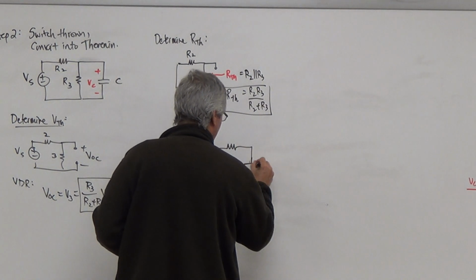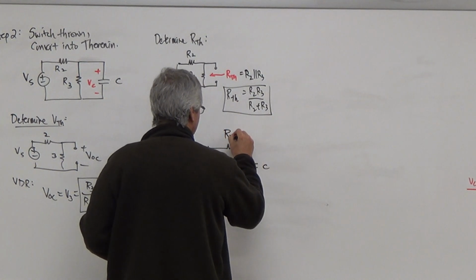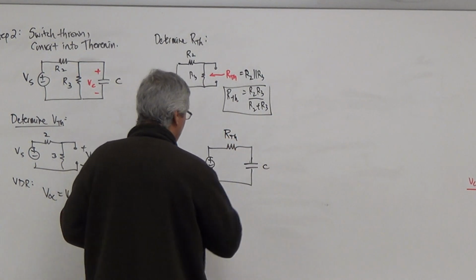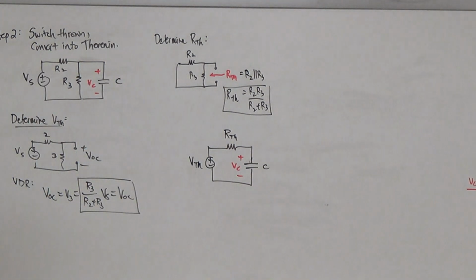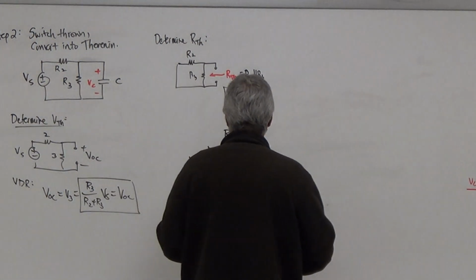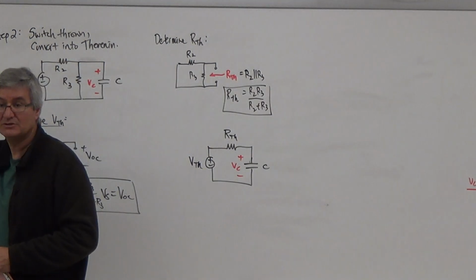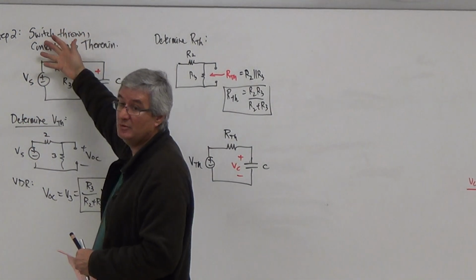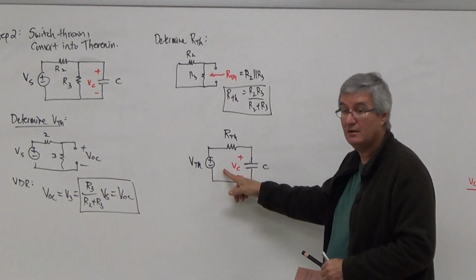And I put my cap back into my circuit here. And my job now is to go solve this thing. How do I solve this thing? I'm going to use KVL. Right? This is a totally legit thing here. So now, I did step 1, I determined my initial condition. I did step 2, the switch was thrown, I converted into a Thevenin circuit, right?